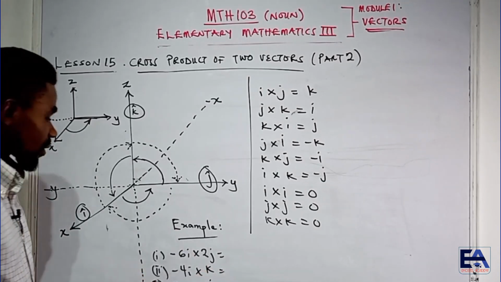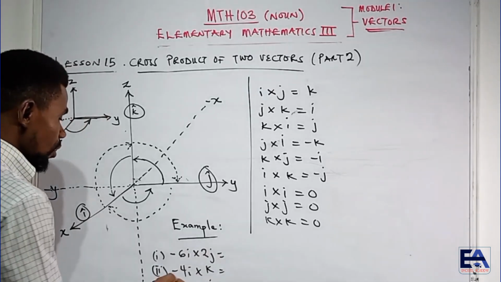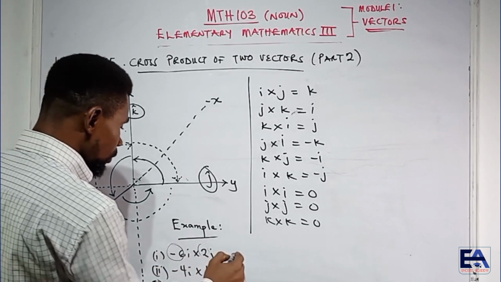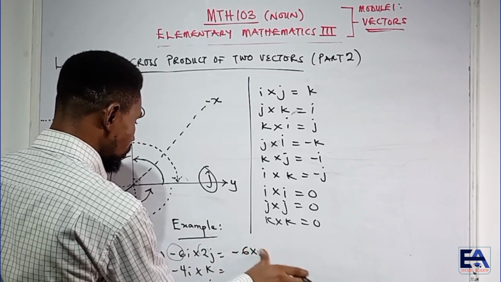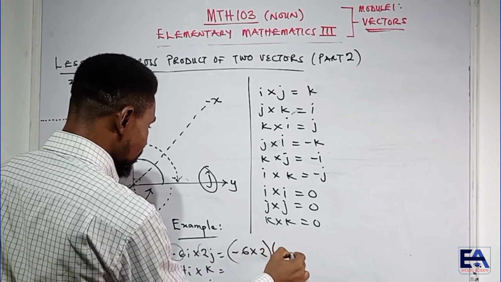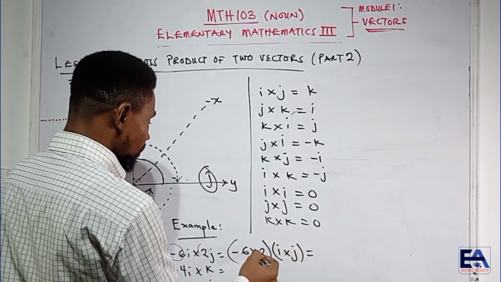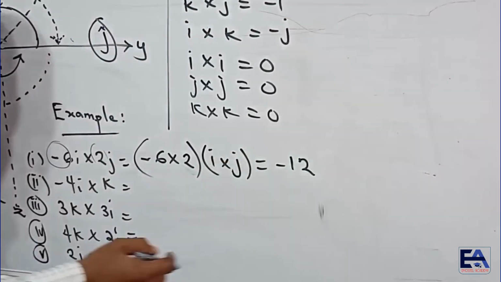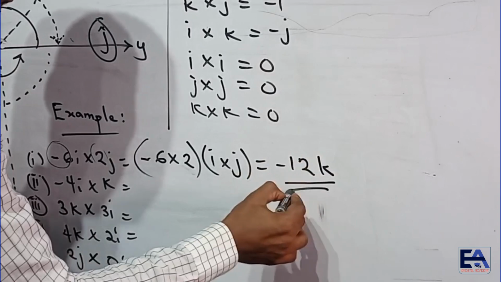All right. So the question says minus 6i crossing 2j. So it's just going to be minus 6 times 2 first, then multiply by I cross j. Minus 6 times 2 will give you minus 12. Multiply by I crossing j. When you look at the table, I cross j gives a positive k. So the answer is minus 12k.